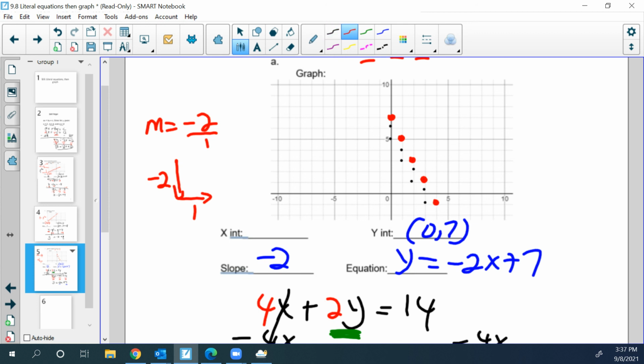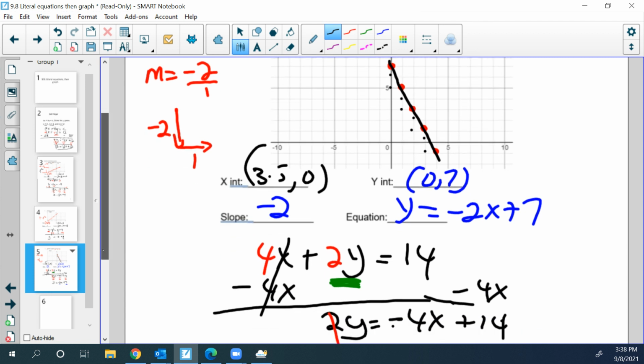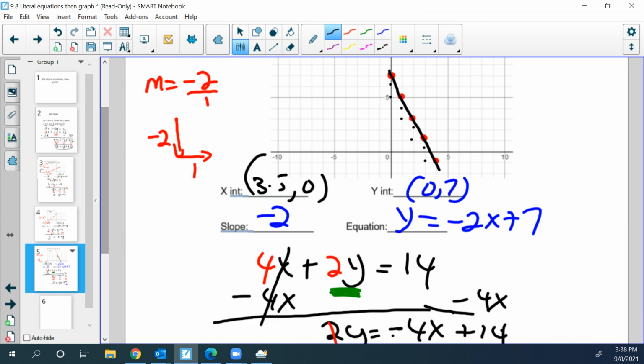That's my fifth point. And so if you notice now, when we draw the line, it's going to cross the x-axis between 3 and 4. All right, and so my x-intercept is going to be 3.5. So 3.5 comma 0 is going to be my x-intercept. I think that's the last one there, right guys? All right, hopefully that helps you all.